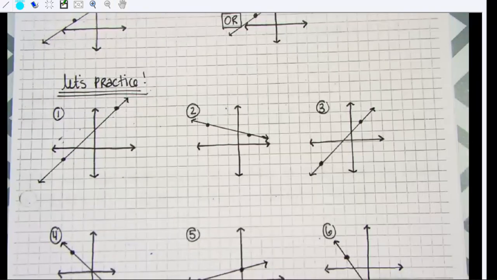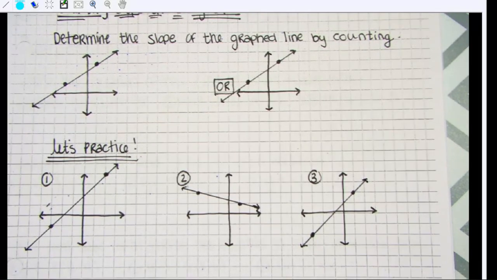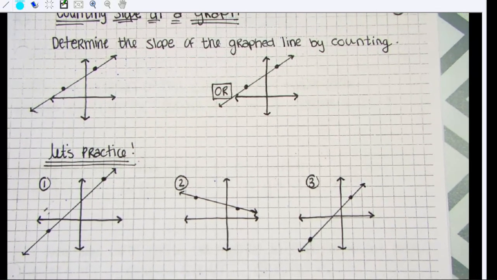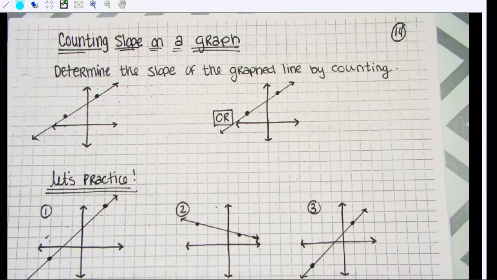This is basically what you're doing on the other page. On page 13, we are actually calculating slope. If it's not graphed, you have to calculate it. On page 14, it is graphed, so you can just count it. It's a lot easier as long as you do it the right way. If we don't count the right way, we're not going to be able to do this right. So let's practice counting.